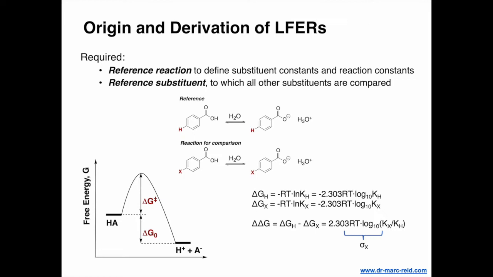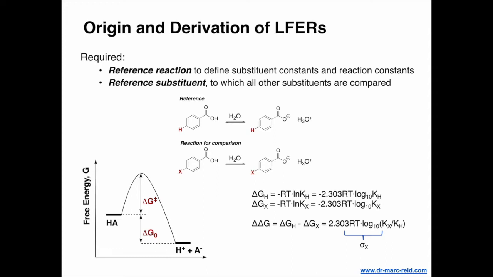The potential energy surface on the bottom left shows a simplified representation of the process of deprotonating the benzoic acid in the reference reaction. The starting acid, HA, has an energy. The deprotonation event has an associated transition state barrier, and there is a combined energy of the products following deprotonation.